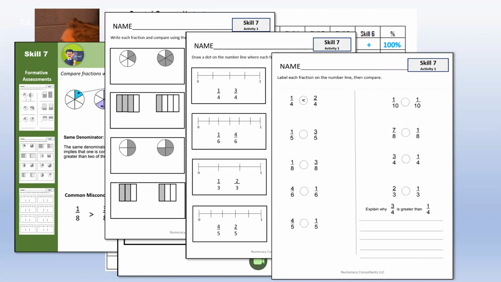So even within each skill and each activity, there are layers of sophistication. And when you go through those activities, there's always going to be a part that teaches in the concrete, then goes to representation and works its way to the abstract. So this is what an intervention would look like for a student who has a deficit in Skill 7, which is comparing fractions with like denominators.